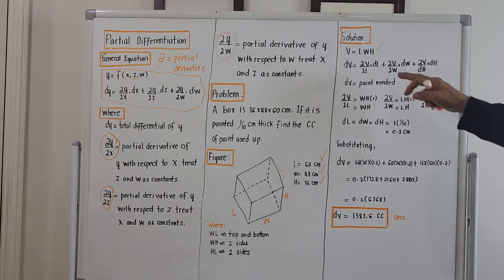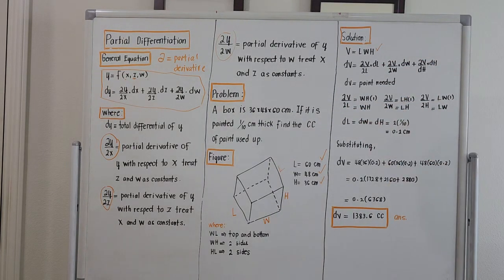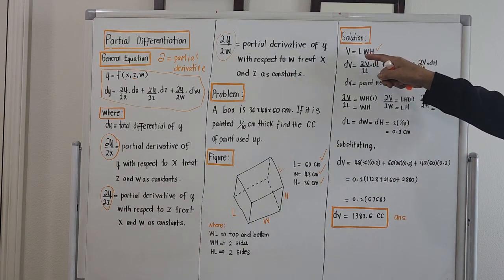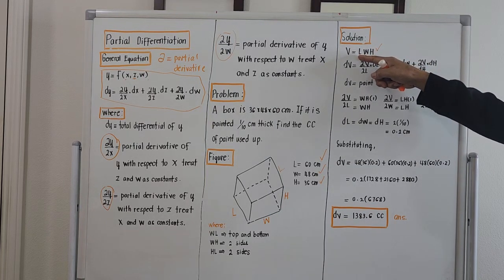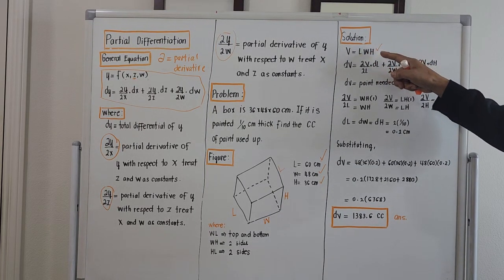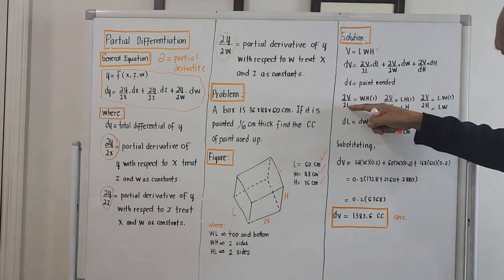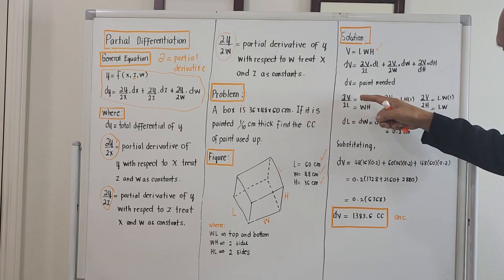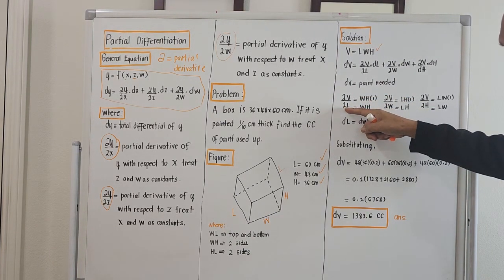Okay? Okay, let's try to take the partial derivative of volume with respect to L. Okay, we are differentiating with respect to L. So the only variable on the right hand side for the meantime will be L. So treat W and H as constant. So this should be WH. The derivative of L with respect to itself is 1. So the partial derivative of volume with respect to the length will be the product WH.